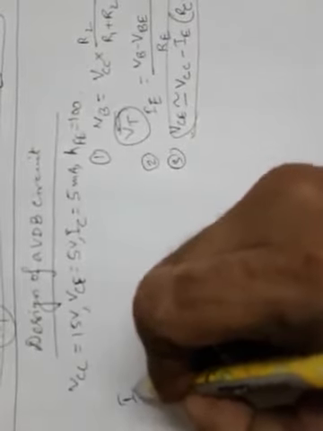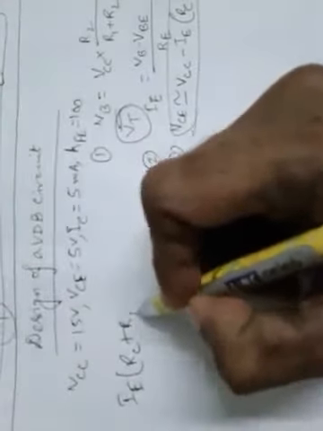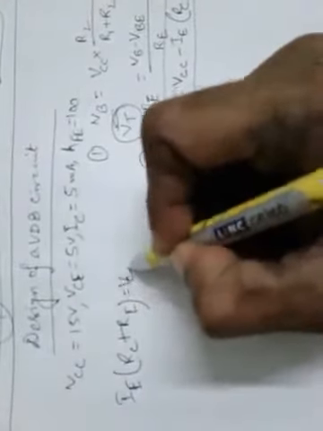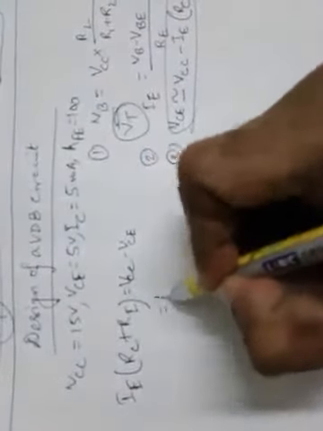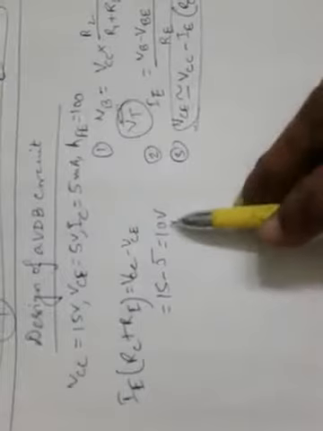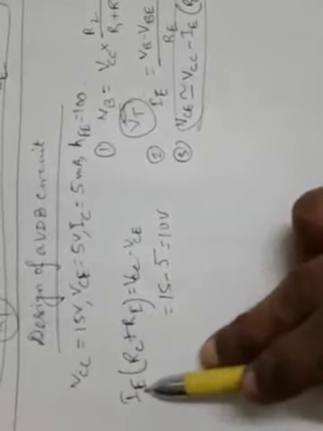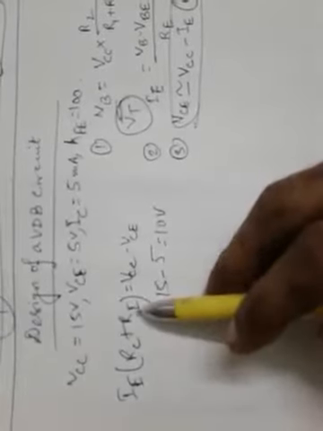Now using this third equation, rearranging, we can write IE into RC plus RE equal to VCC minus VC. So this is 15 minus 5, 10 volt is the result. Now what is this 10 volt? It is the total resistance of collector and emitter into the emitter current. So this 10 volt is the total voltage drop across RC and RE.